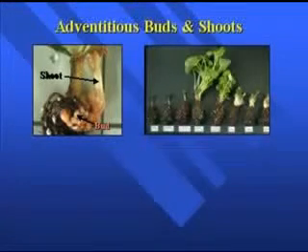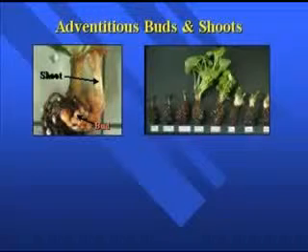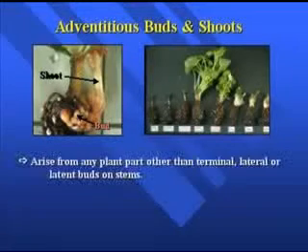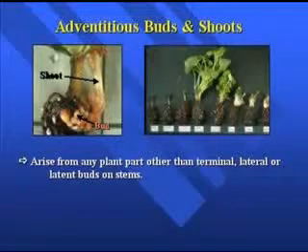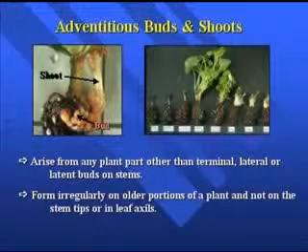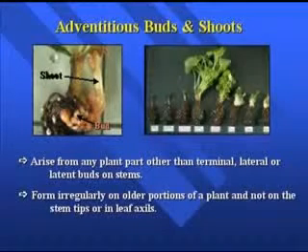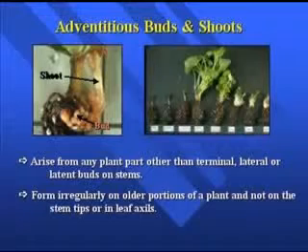Another area of cutting propagation has to do with adventitious buds and shoots. Adventitious buds and shoots are very important from the standpoint of regenerating new plants from leaf cuttings or also from root cuttings. And when you get right down to it, adventitious buds and shoots arise from any part of the plant other than terminal, lateral, or latent buds on stems. They also form irregularly on older portions of a plant and not on the stem tip or in the leaf axils.